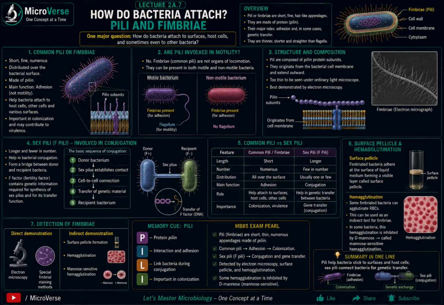So the first and most important type is common pili or fimbriae. These are usually short, fine, numerous, and distributed over the bacterial surface. Their major function is adhesion. So the fimbriae help bacteria attach firmly to the host epithelial cells, other cells, and various surfaces. This attachment helps bacteria remain at a favorable site instead of simply being removed by mechanical forces.